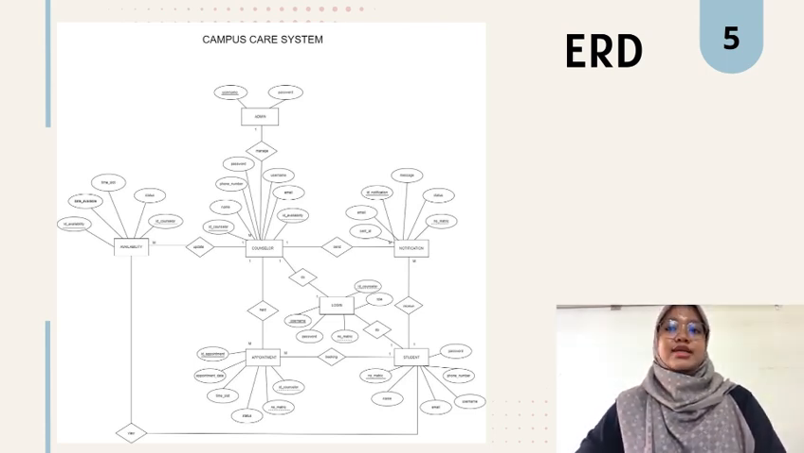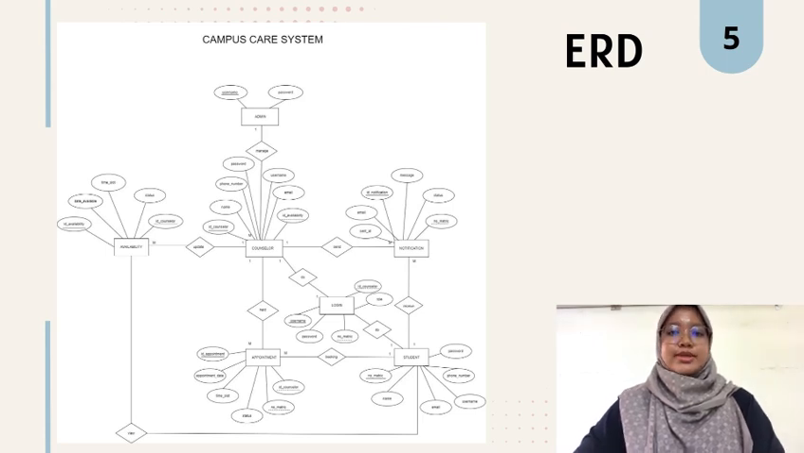Next, for the notifications entity, the attributes are ID notification, message, email, metric number, sent at, and status. ID notification is the primary key and metric number is the foreign key. Notifications can send updates or reminders to students about their appointments.